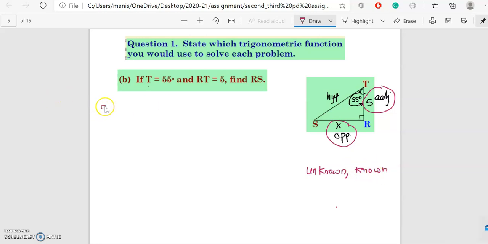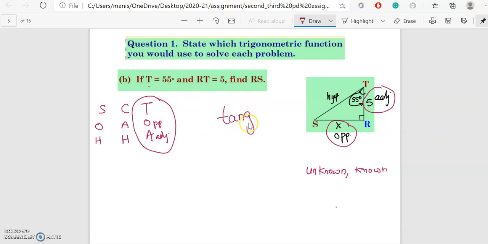Now my mnemonic is SOH CAH TOA. Looking at these two circles, tell me which one we can use. Opposite and adjacent, so I think this is the one. This is the one which I will be needing for this. So I'll write over here: I will use the function called tangent to solve this problem. They are not asking us to solve, they just say state.